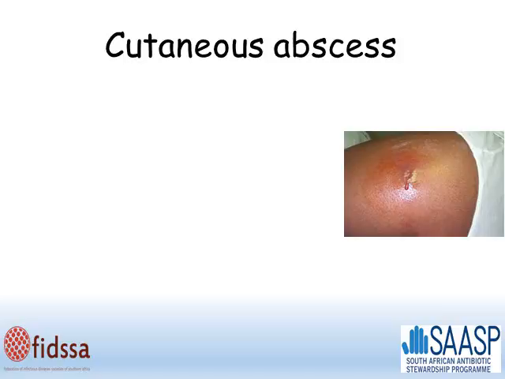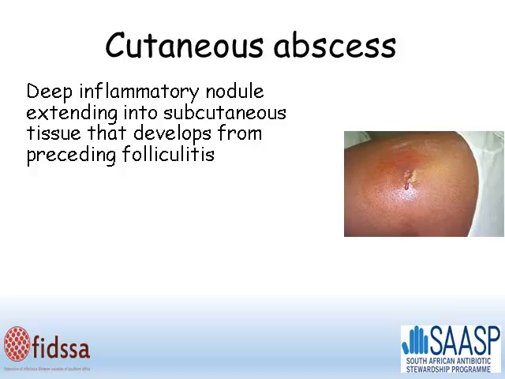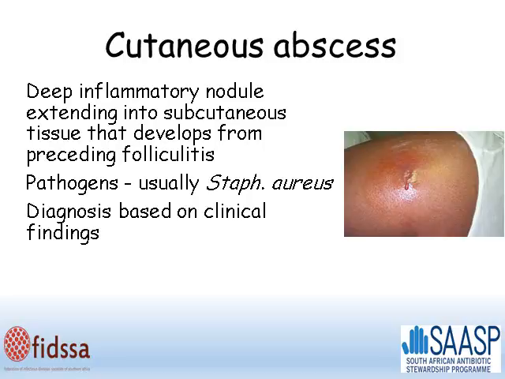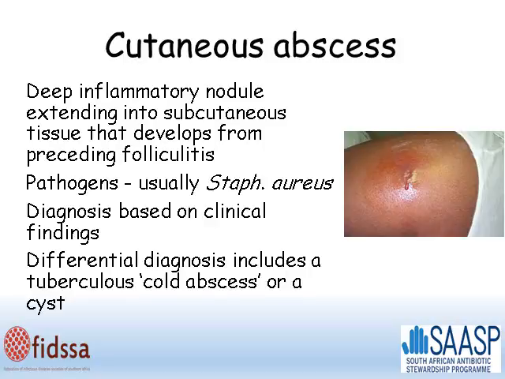Moving on to cutaneous abscesses. These are deep inflammatory nodules extending into the subcutaneous tissue that develop from a preceding folliculitis. The common pathogen is Staphylococcus aureus, and as with cellulitis, the diagnosis is largely clinical. The differential diagnosis would include tuberculosis, i.e. a cold abscess, or a cyst.